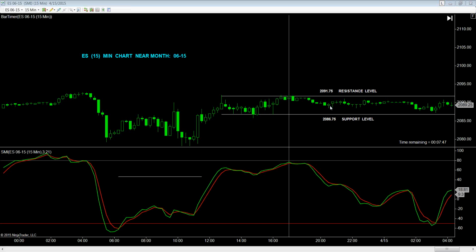The range of the bars becomes much smaller. The highs and the lows are almost, in this case, non-existent. As compared to this.